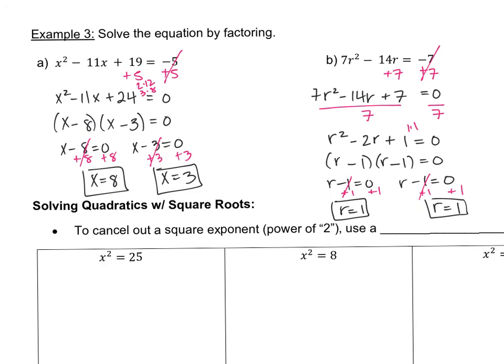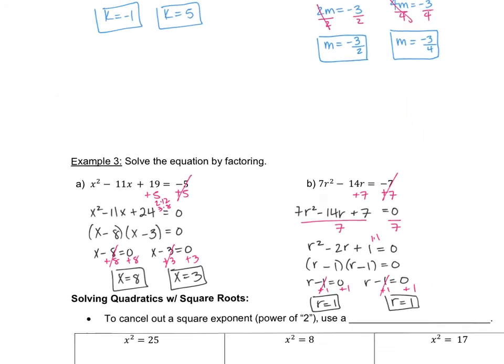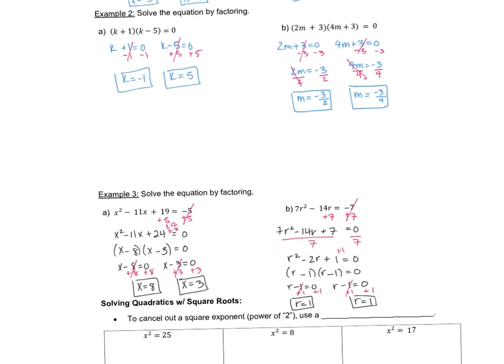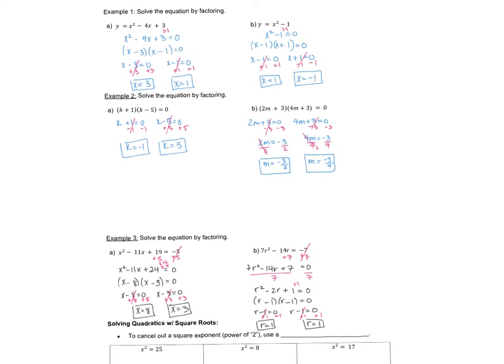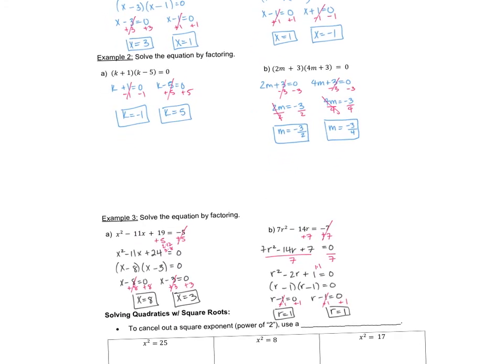So when we look at all the ones that we have factored so far, we can see that when you have a quadratic, you always get 2 solutions. And sometimes they can be the same, or sometimes they can be totally different. All right, that's it for this video. In the next video, we'll talk about solving with square roots.